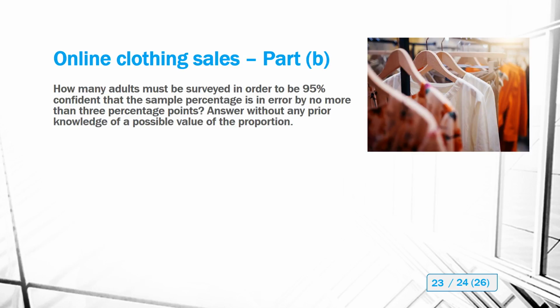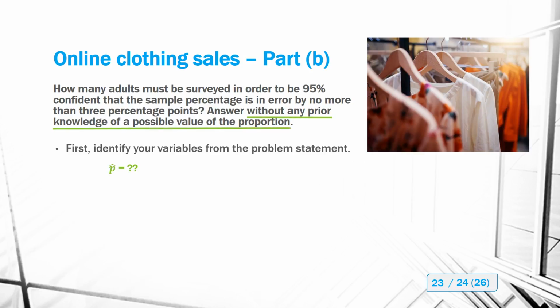Now, what if we didn't have that statistic from the Census Bureau? We don't have any prior knowledge of a possible value of the proportion. Well, we can still solve the problem with the estimate that we learned earlier. First, identify your variables from the problem statement. And we don't know what p hat is. Okay, we don't have a statistic to rely on here. So if we don't have p hat, because we don't have the knowledge of any possible value, then how do we get q hat? Well, remember what I showed you earlier. We can estimate the product of p hat q hat with 0.25. That's what we're going to do in this case.